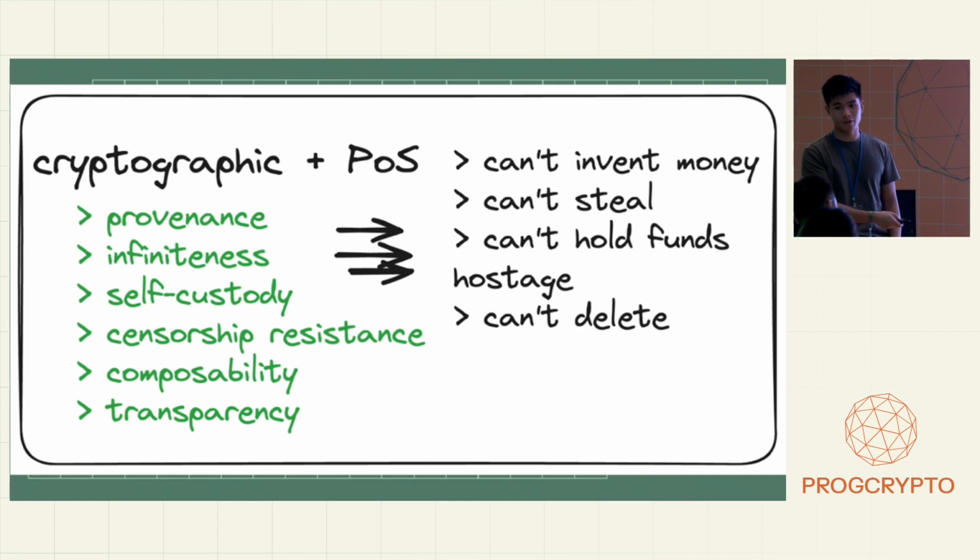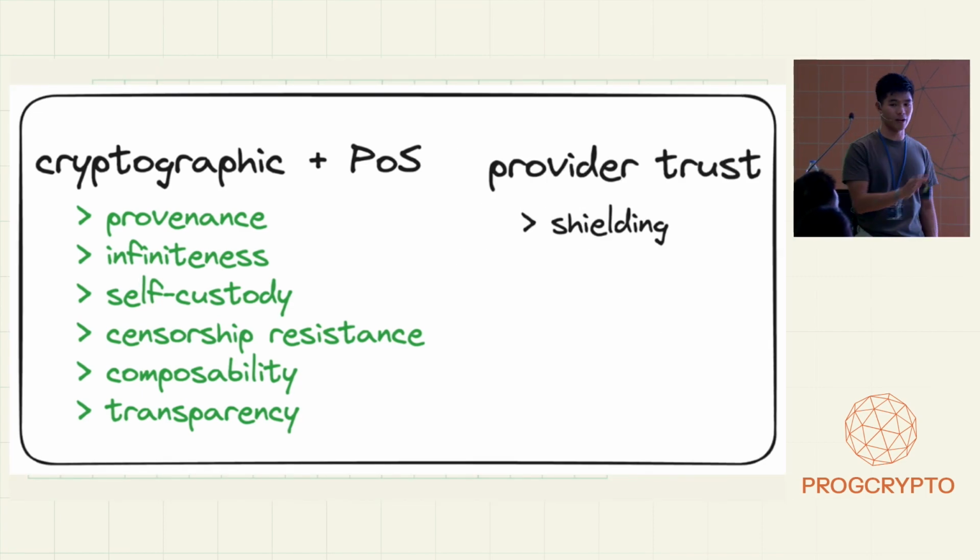But of course, it's not a perfect world. We still have a provider trust assumption on shielding. If a provider is fully compromised, they can leak information about the protocol. And this is really bad. This is why for most providers, we require them to run in trusted execution environments. But with the existence of side channel attacks, this is still an imperfect solution.